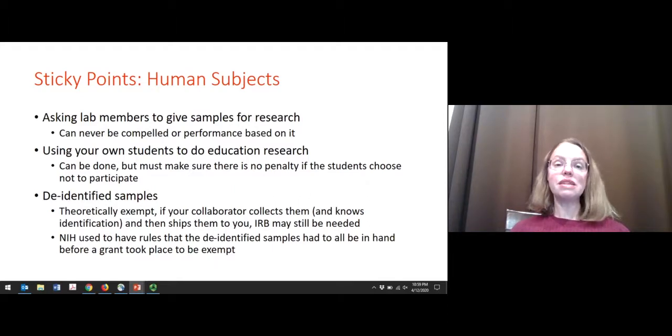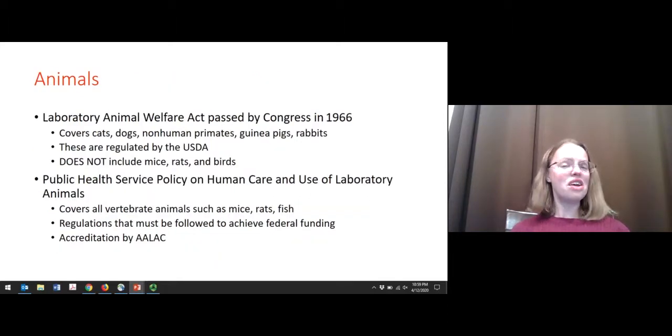Okay, so that's human subjects, and quite frankly, animals somewhat mirror human subjects, right? There was a Laboratory Animal Welfare Act that was passed by Congress in 1966, and this covers things like cats, dogs, non-human primates, guinea pigs, and rabbits. And so if you use any of these types of animals, they're regulated by the USDA, meaning the USDA can actually come into UVA and look at our facilities and make sure we're treating these species properly.